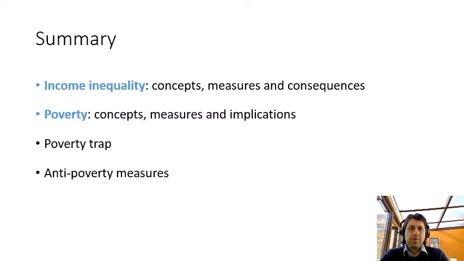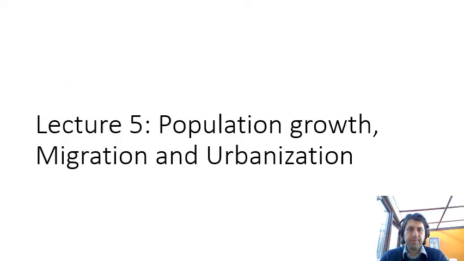Okay, so in that lecture, we talked about income inequality, concepts, measures, and consequences, poverty, also concepts, measures, and implications. We also talked about the poverty trap, which I would expect you to know, and different anti-poverty measures that people have taken in the past. Then we talked about population growth, migration, and urbanization.